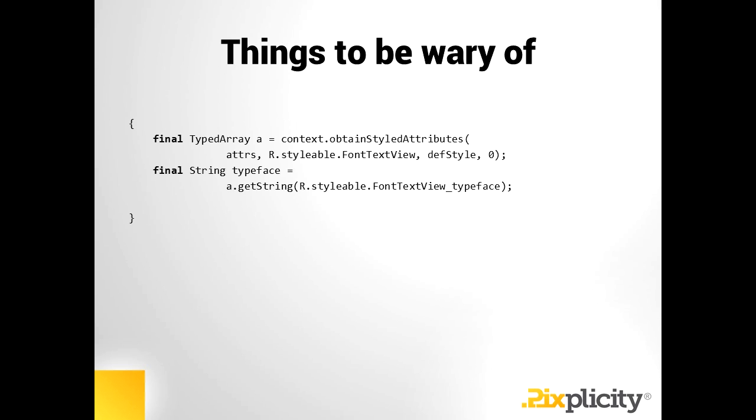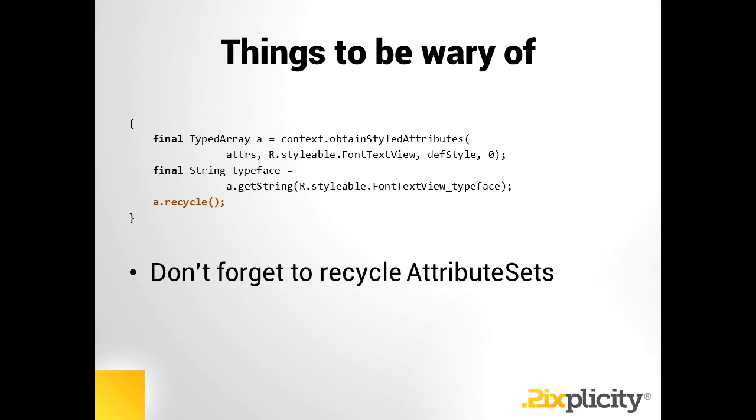There are a few things that you should be wary of. I showed you one earlier, so maybe you guys can tell me what's wrong with this code. What have I missed out here? Yeah, I forgot to recycle that typed array. Each time my view is inflated, it is going to call this init function, which is going to be reading the typed array, and every single time it lays out, if I rotate my device, it's going to keep this thing in memory. So we want to avoid that.